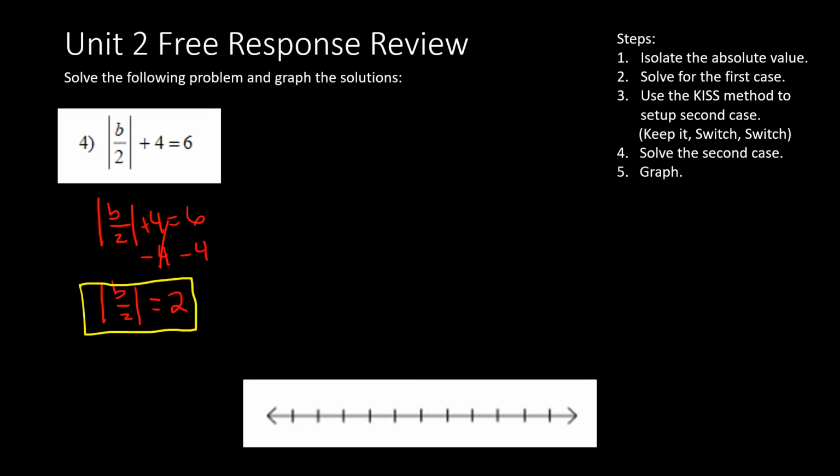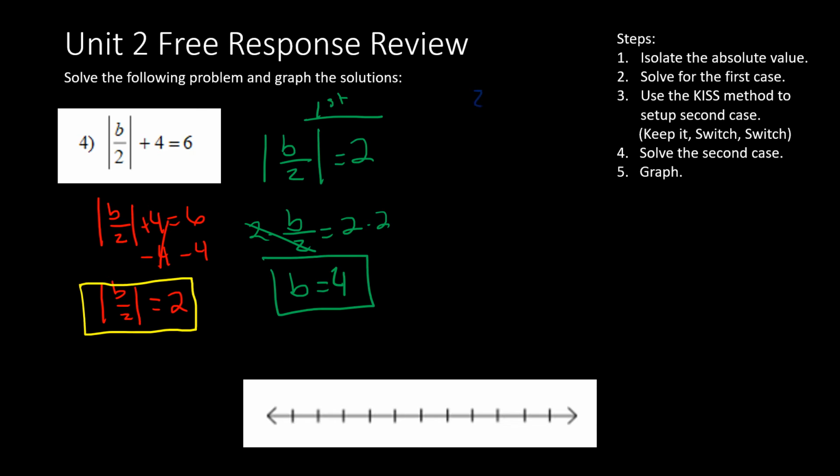Okay. And so let's go ahead and solve for that first case. So we're going to say the absolute value of b over 2 is equal to 2. We drop the absolute value, so we'll say b over 2 is equal to 2. Multiply both sides by 2. So I get b equals 2 times 2 is 4.